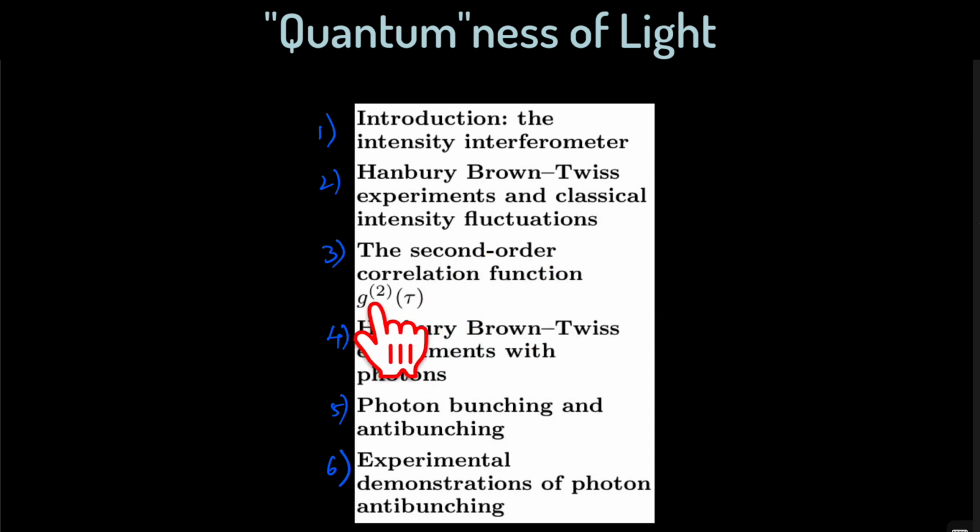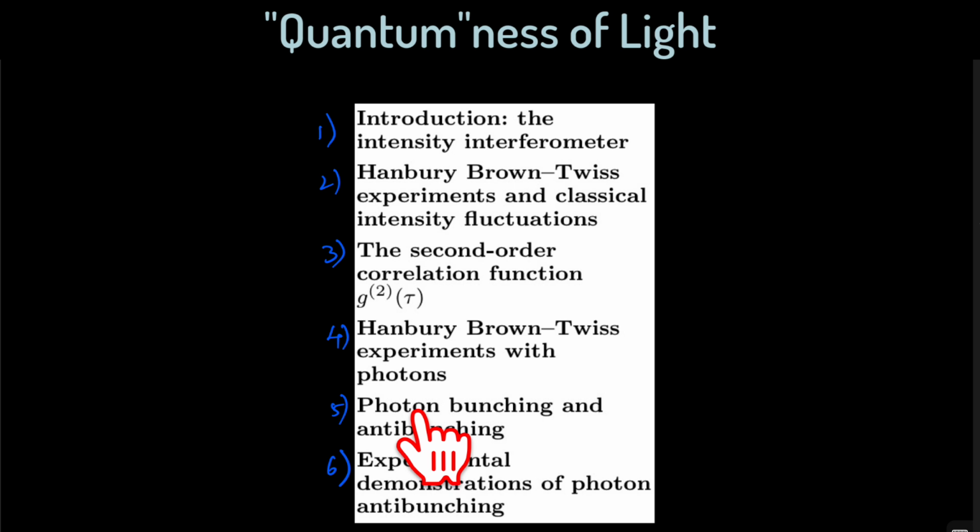which is generally represented as G2 as a function of tau. And this concept becomes fundamental for performing Hanbury-Brown-Twiss experiments with photons, and combining the concepts of the G2 and the Hanbury-Brown-Twiss experiments leads to an important concept, the so-called quantumness of the photon itself. And how you determine the quantumness of the photon is one of the central themes of this particular discussion.